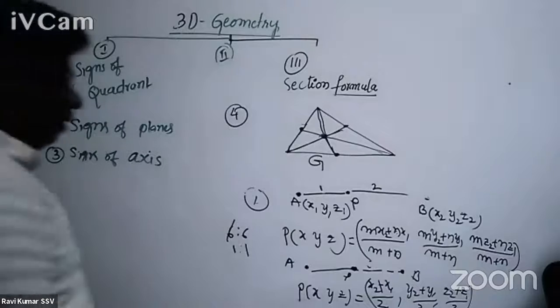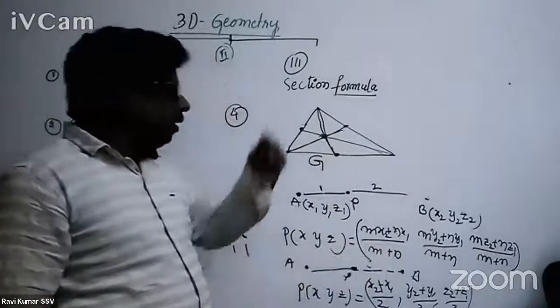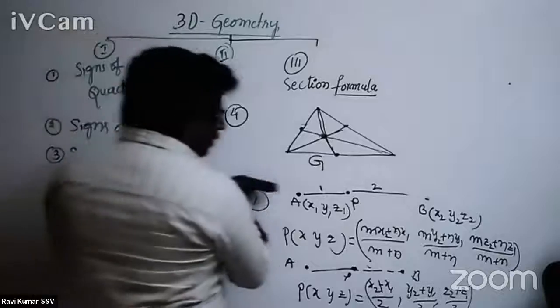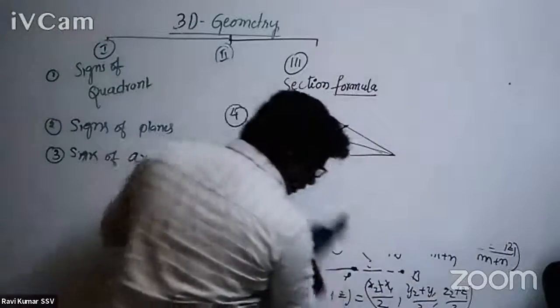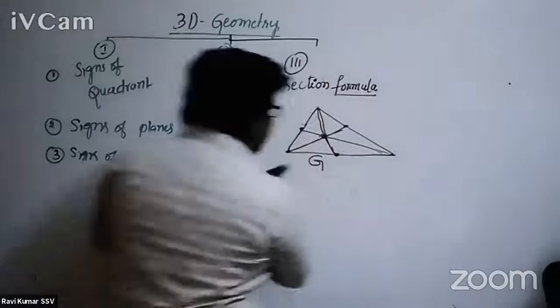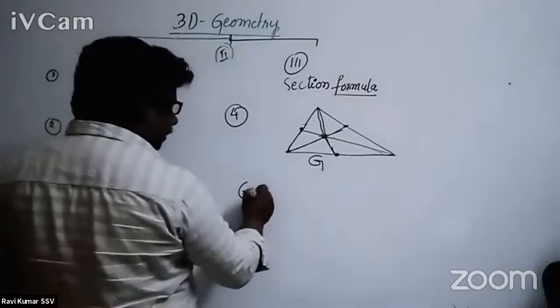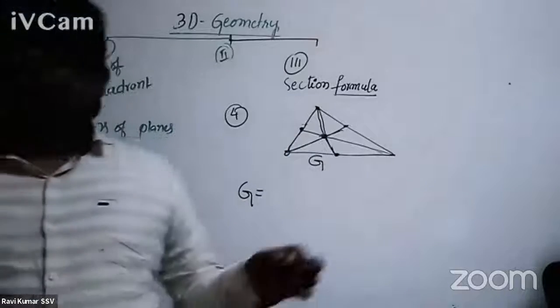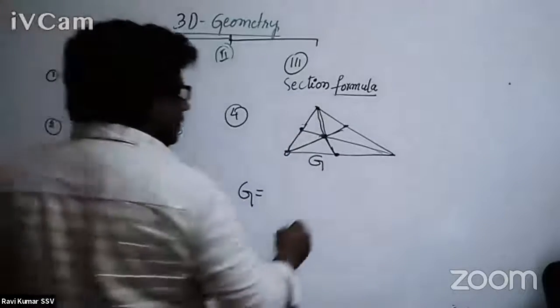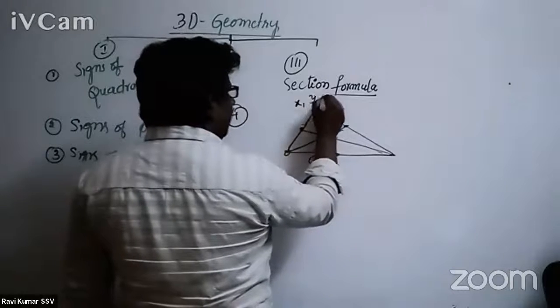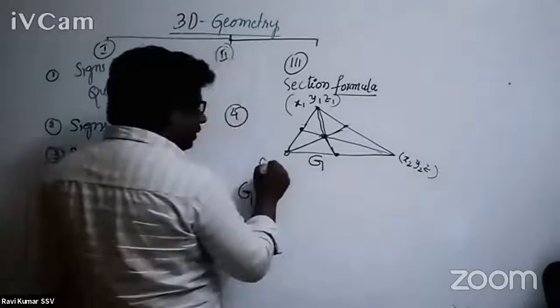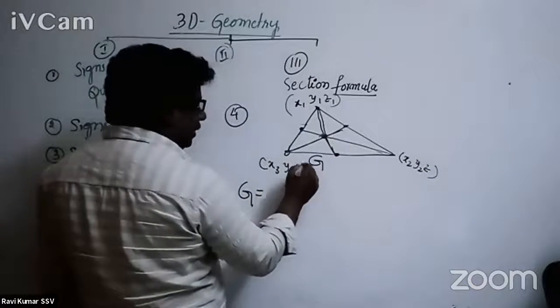What is the formula? By using the section formula we can find this, but the derivation is not needed, because the derivation won't be asked. Directly I'm going to give the formula. What is the formula of the centroid of the triangle? Centroid G is equal to, for example, the points will be given. The first vertex is x1, y1, z1. The second is x2, y2, z2. The third is x3, y3, z3.